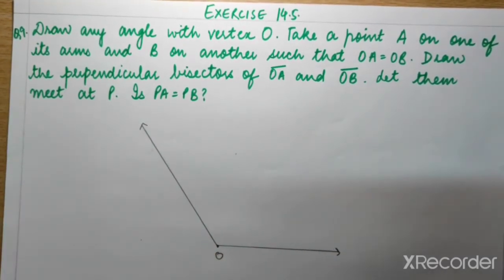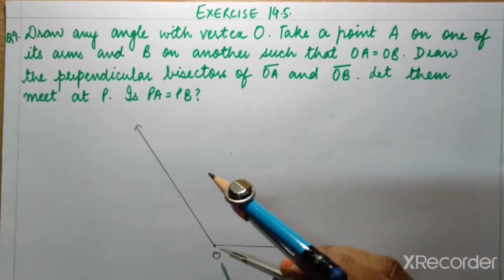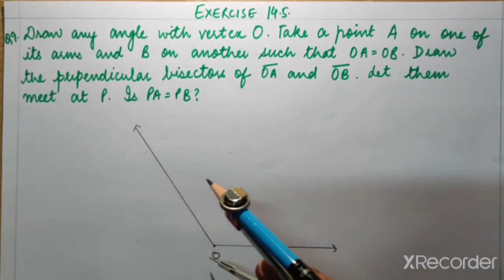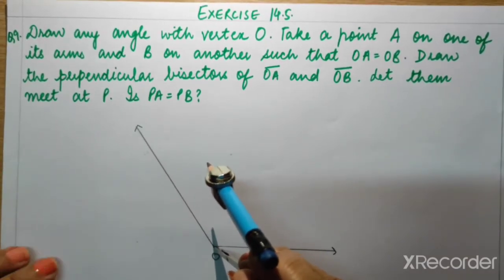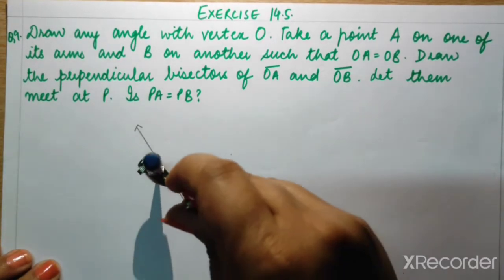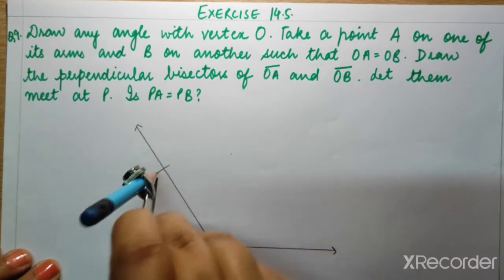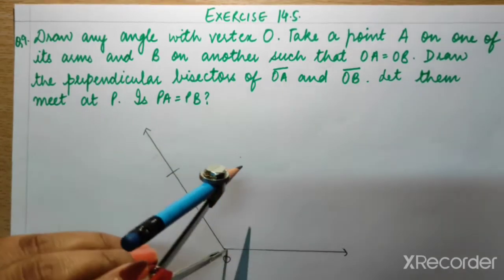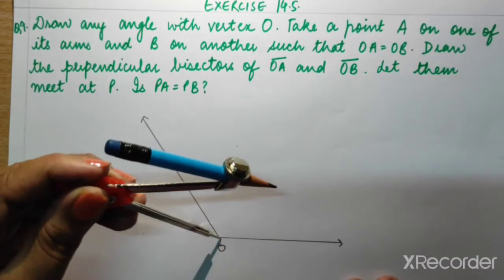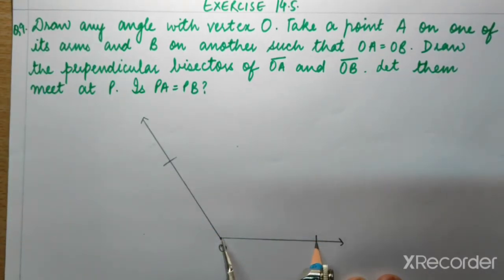The length of OA and OB is not given, so I am going to measure it with the help of the compass. We have to do it with the compass only. So I can draw two arcs with the same length, like we have drawn the copy of a line segment. We take the same length on this arm and on the other arm. I am not going to change the length of the compass here. So here I have taken point A, and here I am going to take point B.